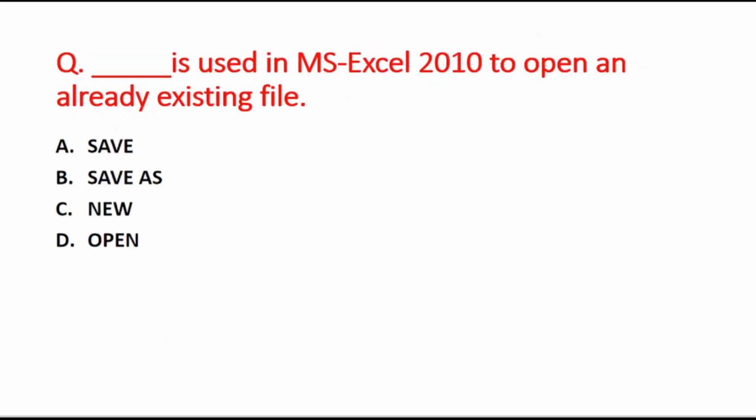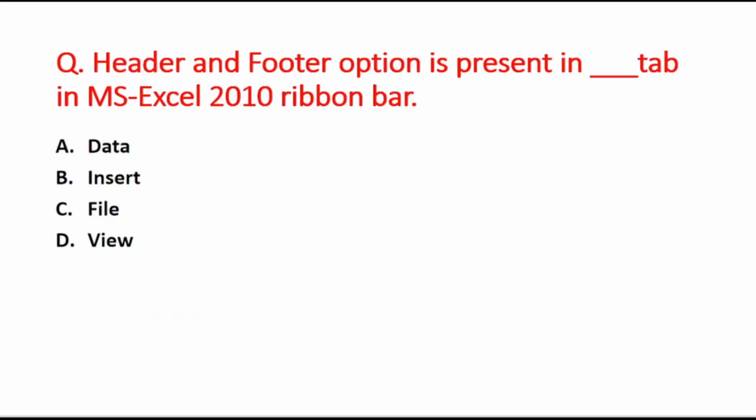Now the next is, blank is used in MS Excel 2010 to open an already existing file. Your A option is save, B option is save as, C option is new, and D option is open. So the right answer is option D, that is open. Next is, header and footer option is present in blank tab in MS Excel 2010 ribbon bar. Your A option is data, B option is insert, C option is file, and D option is view tab. And this question is also very very important, so remember it well. The header and footer option is present under the insert tab.